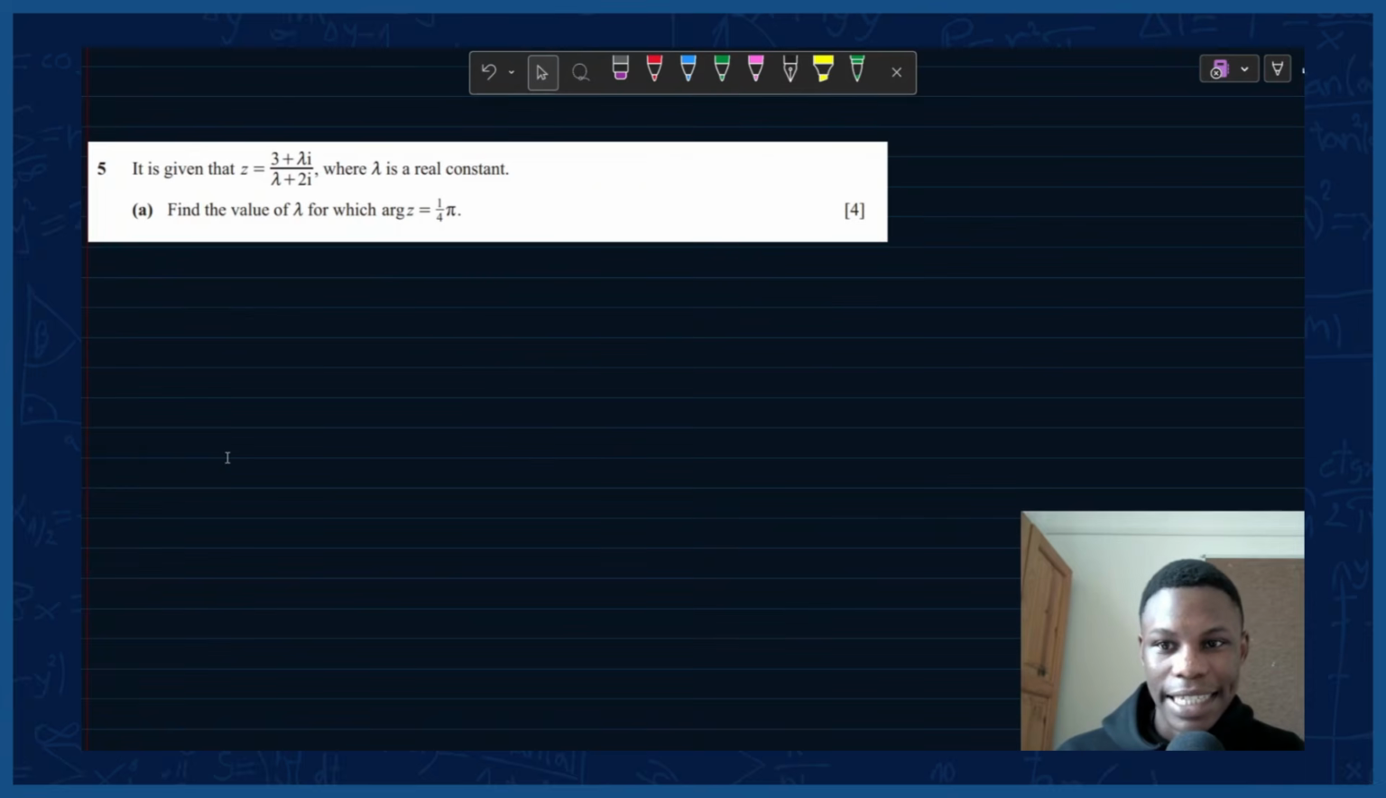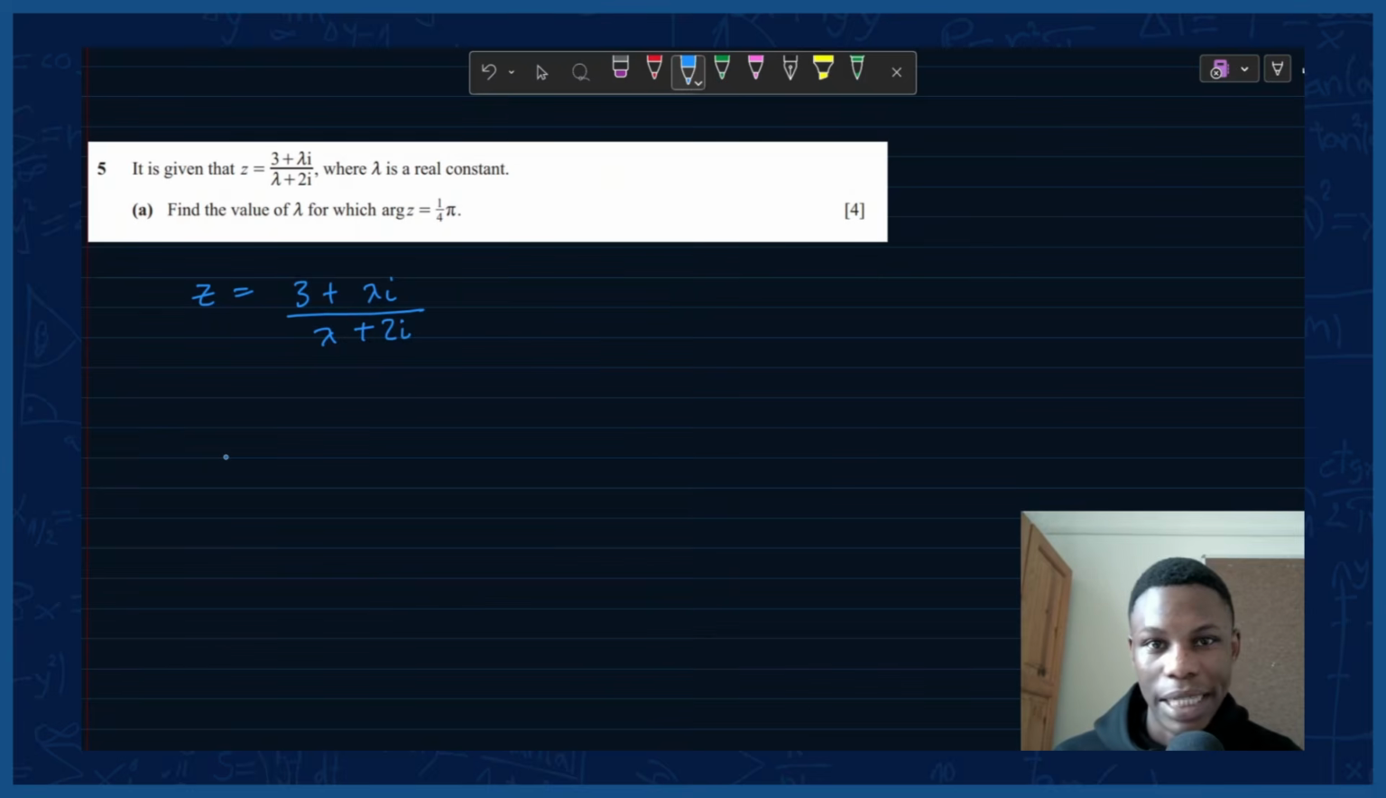It is given that z is equal to 3 plus lambda i over lambda plus 2i, where lambda is a real constant. Part A, find the value of lambda for which arg z is equal to pi over 4. Okay, so we are given that z is 3 plus lambda i over lambda plus 2i. The first thing that I want you to notice here is that I've got two complex numbers dividing each other. So this is division of complex numbers.